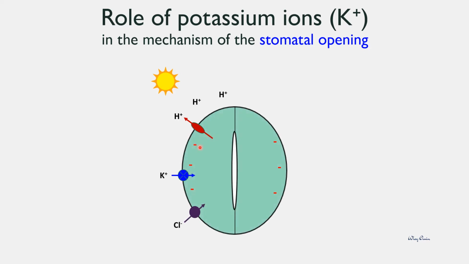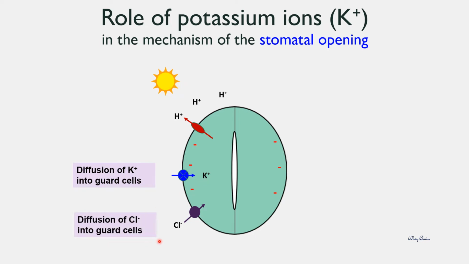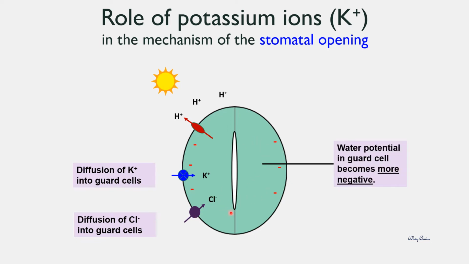When the guard cell becomes more negatively charged across the membrane, it enables the diffusion of potassium ions into the guard cell. And this diffusion of potassium ions enables the diffusion of chloride ions into the guard cell also. And accumulation of the solute in the guard cell will decrease the water potential in the guard cell, or the value of water potential becomes more negative.